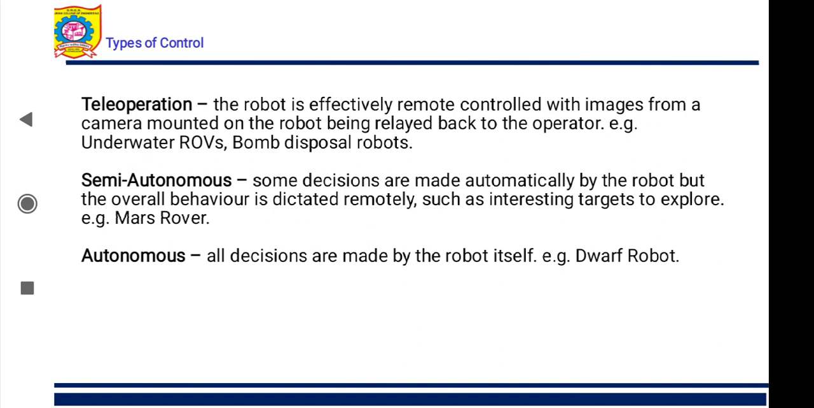So, underwater robots are there. Then, bomb disposal robots are there. Robots working at nuclear power plants are there. They are teleoperated robots. And even the robots which are working at the border. Semi-autonomous robots are there. These robots can take a few decisions automatically, and for a few, humans guide them on how to proceed. They are semi-autonomous. Mars rover. And autonomous robots are there. All the decisions are taken by the robot itself.